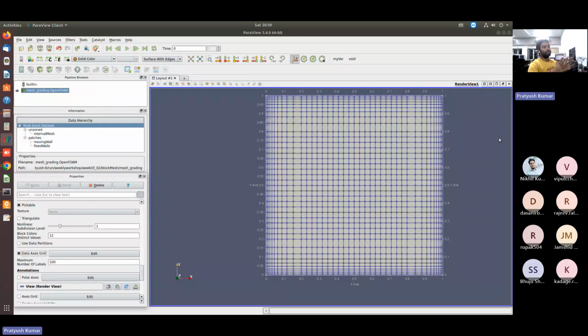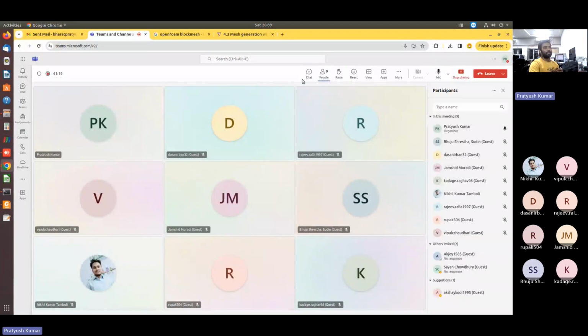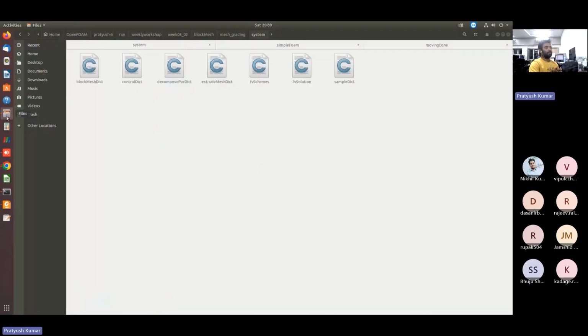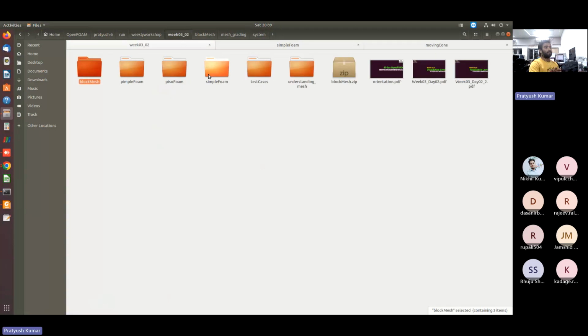Now this is the end from my side for blockMesh. Now you can go to the simpleFoam and pimpleFoam algorithms. If you have any kind of question, you can ask in the chat box, and the mentors will help you out.